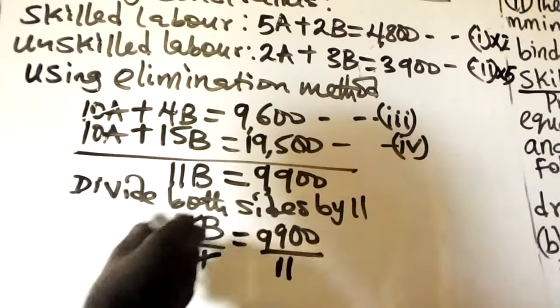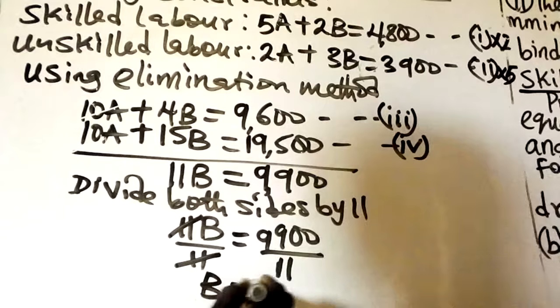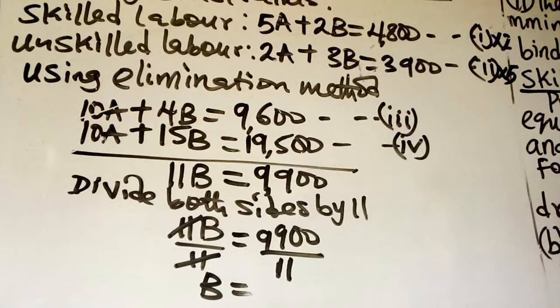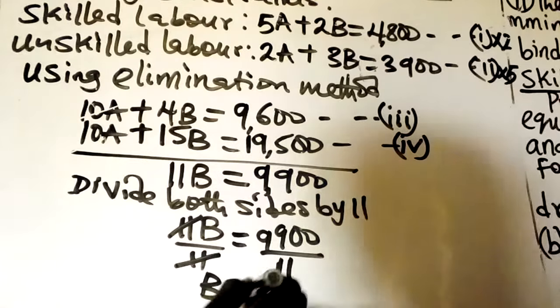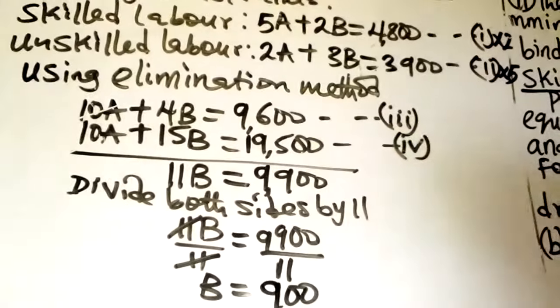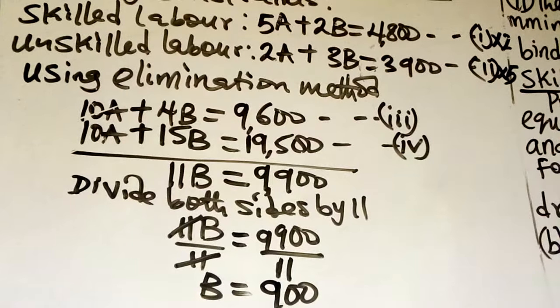This 11 cancels 11. You'll be left with b equals 9,900 divided by 11. Then you have 900. Therefore, b is 900 units. You have solved for b. The next thing is to solve for a. To solve for a, you use the substitution method.